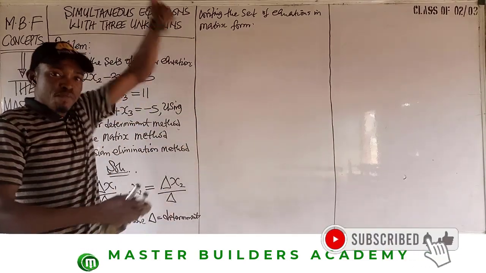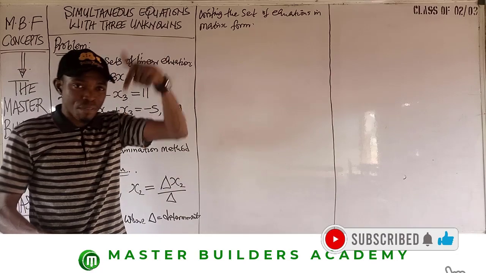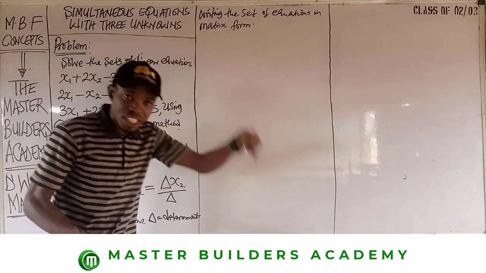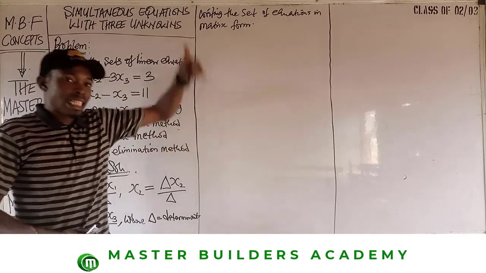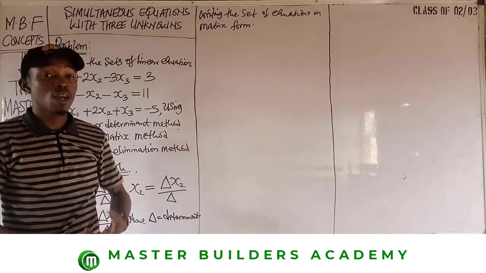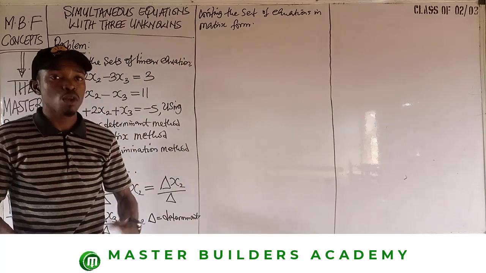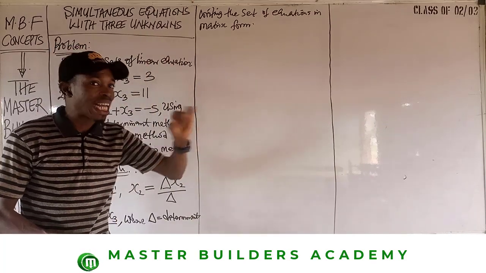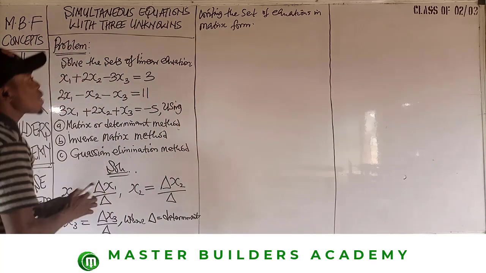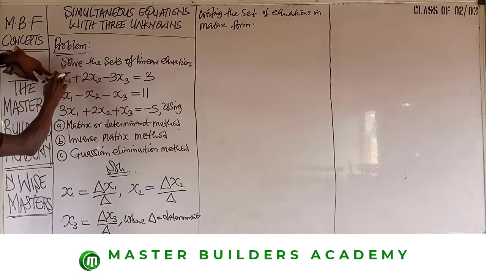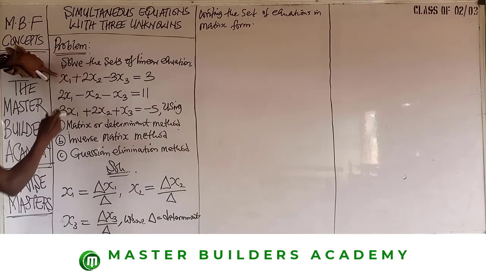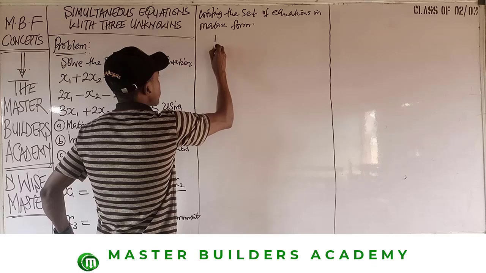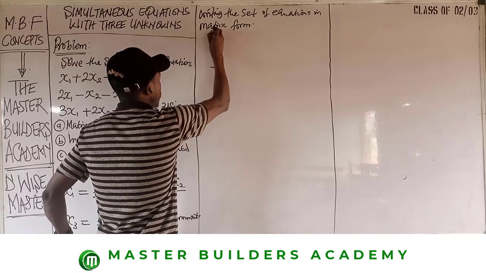So now, the first column will be the coefficients of x1. The second column will be the coefficients of x2. And then the third column will be the coefficients of x3. The fourth column will be x1, x2, x3, or x, y, z. Are you there? So all we need to do now in matrix form, let's get the coefficient of x. Here, the coefficient of x1 is 1, that here is 2, and that here is 3. So we have 1, 2, 3.